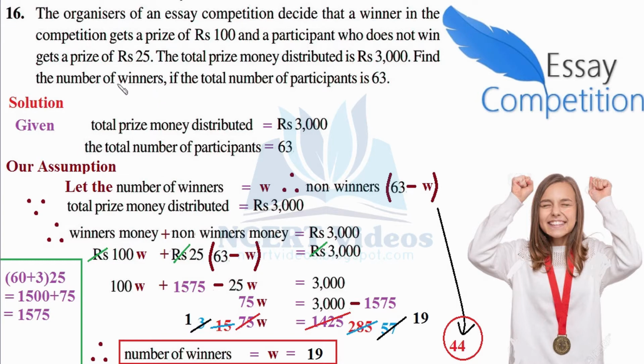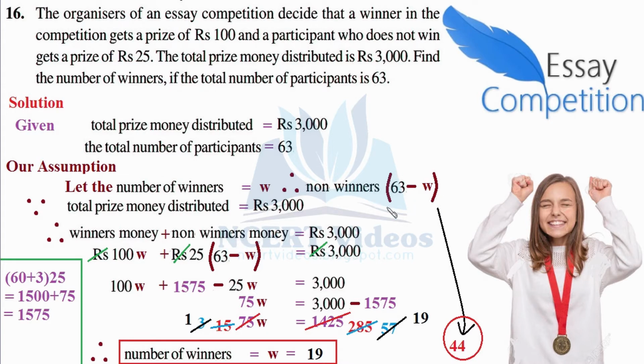So let's start by assuming the total number of winners as our variable, and we will choose it as small letter w, because variables are represented with small letters and we are taking the initial letter. Let the number of winners equal w. So it is very obvious that non-winners would be 63 minus w, because there are 63 in total. Therefore, non-winners would be 63 minus w.